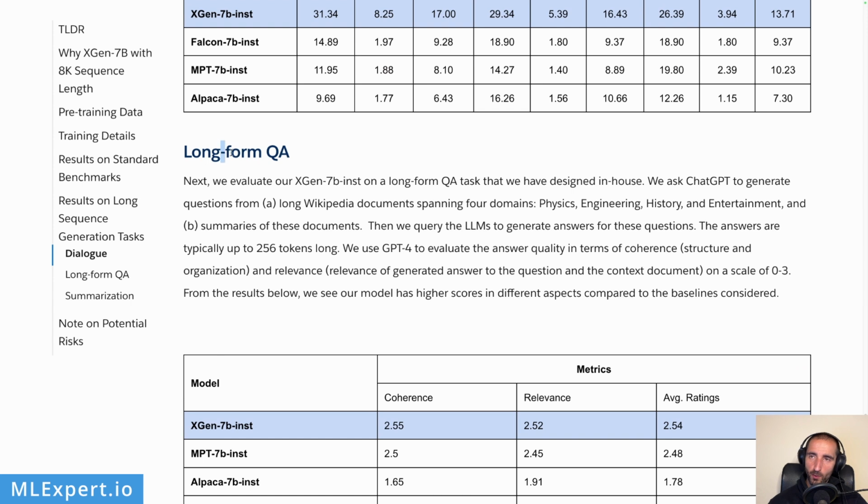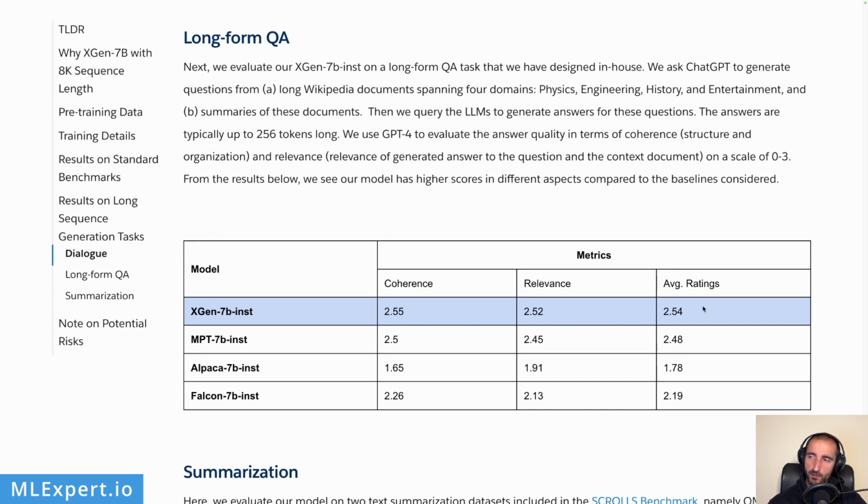So here is one way that they evaluate the long-form QA. To evaluate this, they designed an in-house test. First, they asked ChatGPT to generate questions from long Wikipedia documents from physics, engineering, history, and entertainment, and they're asking for the summaries. Then they query the LLMs to generate answers for these questions. The answers are typically up to 256 tokens long. And finally, they're using GPT-4 to evaluate the quality of the answers in different metrics.